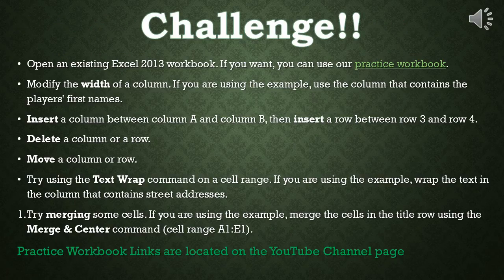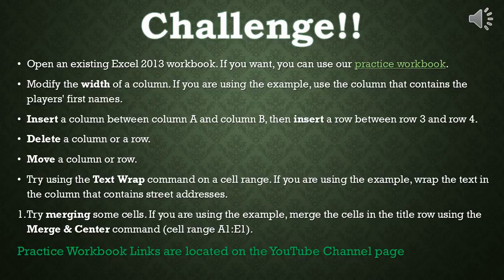All right, well, after watching that video, it's challenge time. Open an existing Excel 2013 workbook. If you want to, you can use the practice workbook. I have a link on the channel, and it is labeled for the modifying columns, cells, and rows. You're going to modify the width of a column. If you are using the example, use the column that contains the players' first names. You're going to insert a column between A and B and insert a row between 3 and 4.